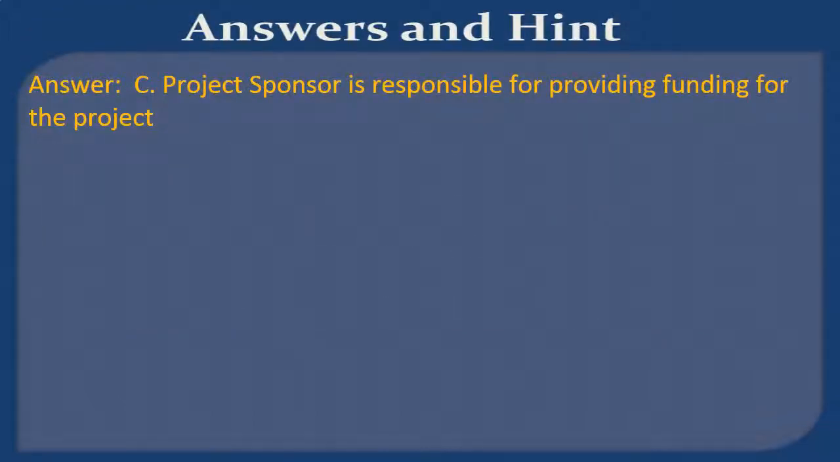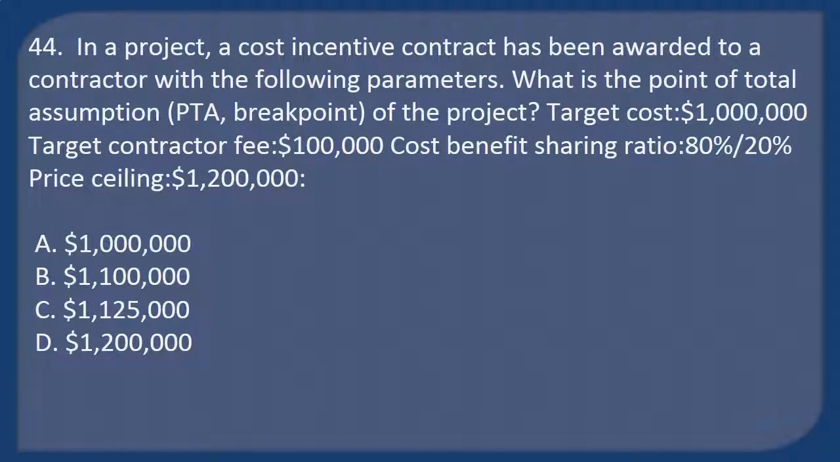Answer: C. Project sponsor is responsible for providing funding for the project. Question 44. In a project, a cost incentive contract has been awarded to a contractor with the following parameters. What is the point of total assumption, PTA, breakpoint, of the project?